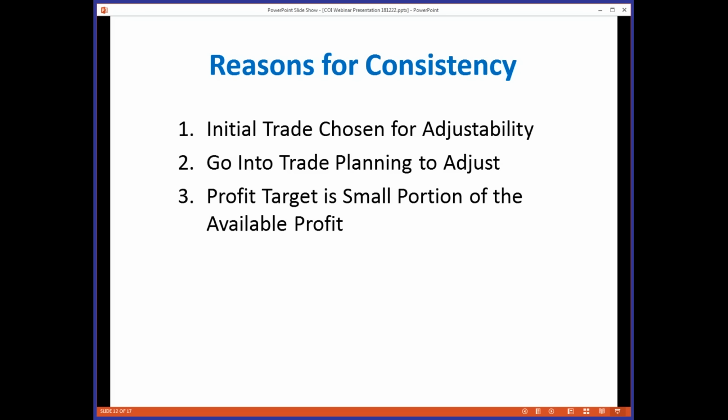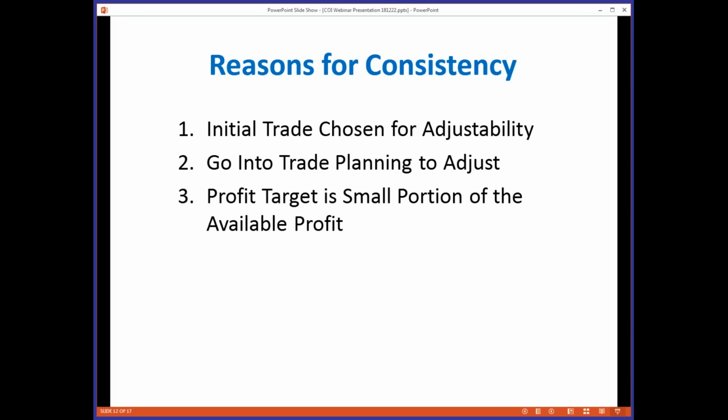And then we go into trade planning to adjust it, right? That's a big difference in mindset. If you go into an iron condor and you're just hoping and praying that the market doesn't violate your short strikes, you have this built-in resistance to doing the right thing. As the market's giving you new information, you can't react to that because you have a trade that's not adjustable. So we have the psychological benefit of going into trade planning to adjust it.